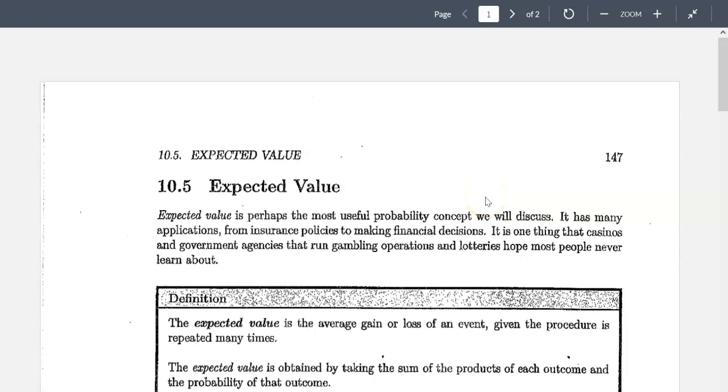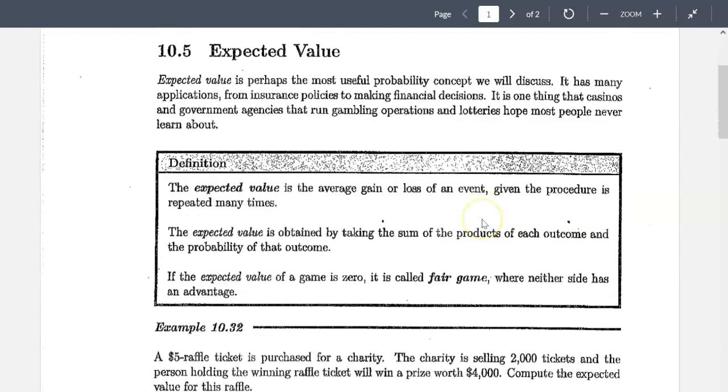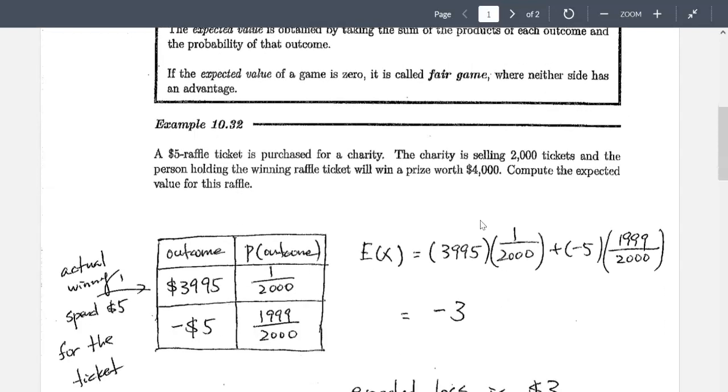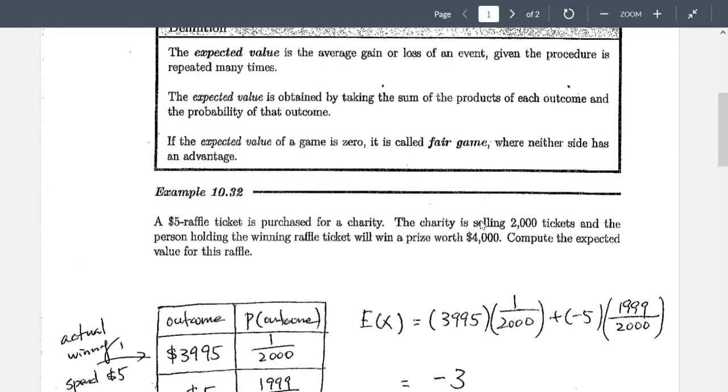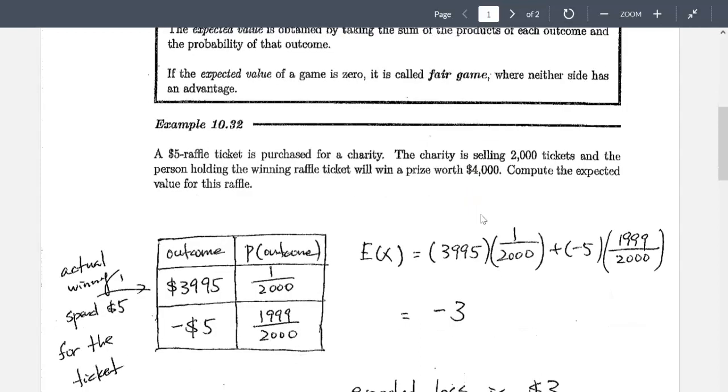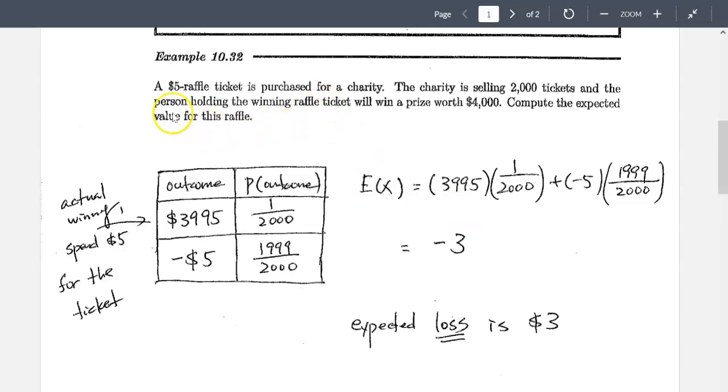Chapter 10.5, Expected Value. Now, expected value is the last part of the chapter. So we are looking for an average gain. Okay, so let's look at the example.